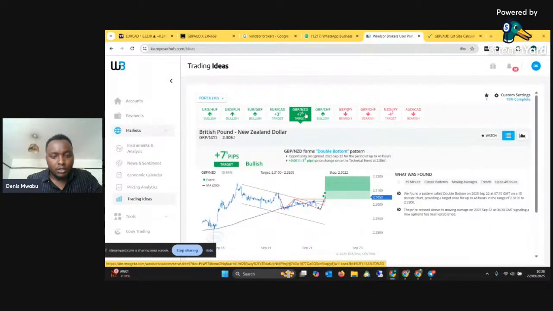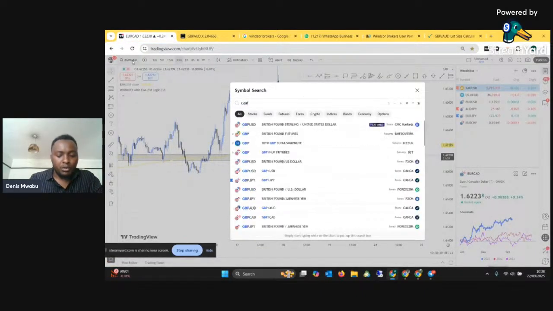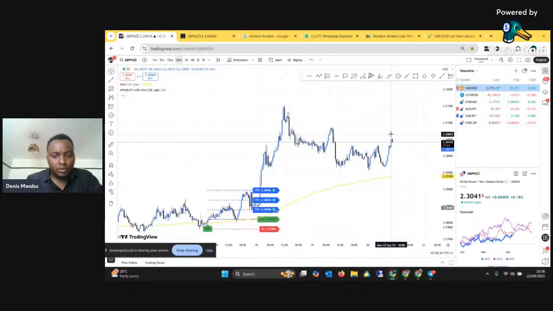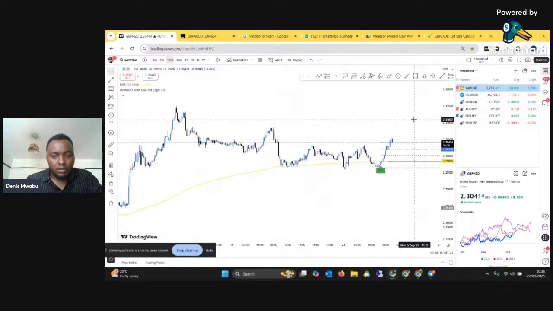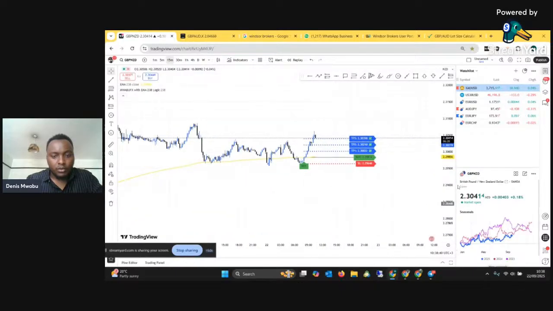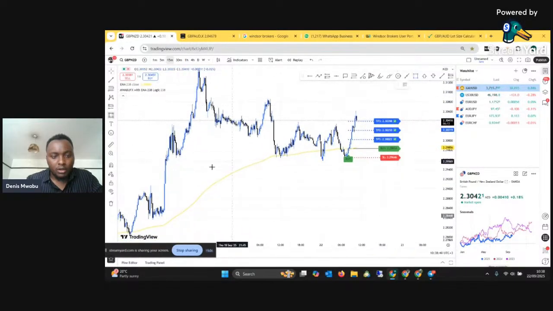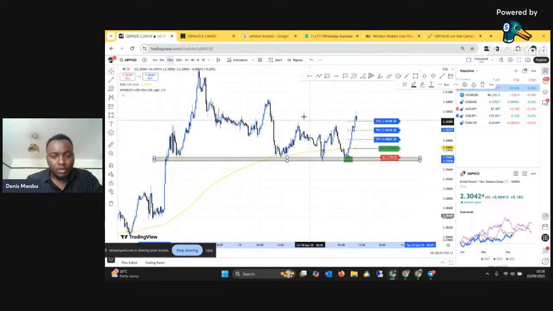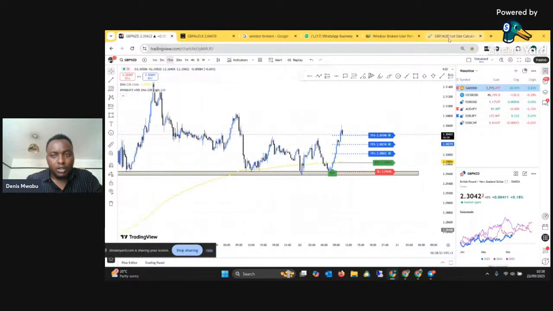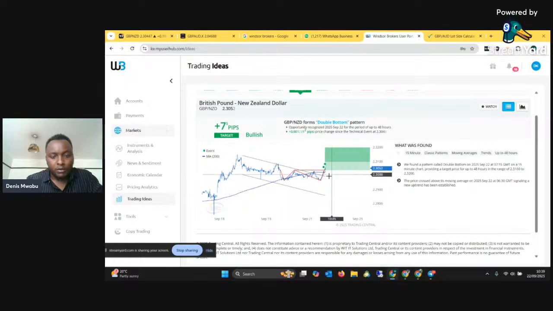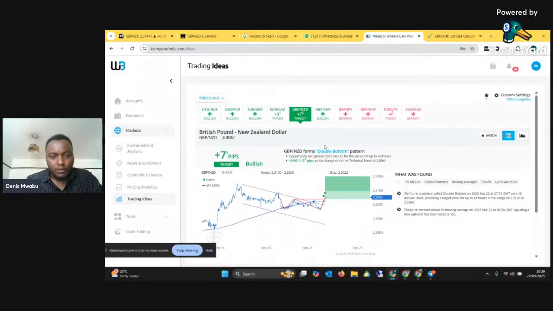GBP NZD, it's already pushing up. Take a look at GBP NZD. Okay, so for GBP NZD, you can see this one has already gone. This one has already gone, guys. It was shared here on which time frame? GBP NZD double bottom. This was on the 15 minutes time frame. This one has already pushed up.